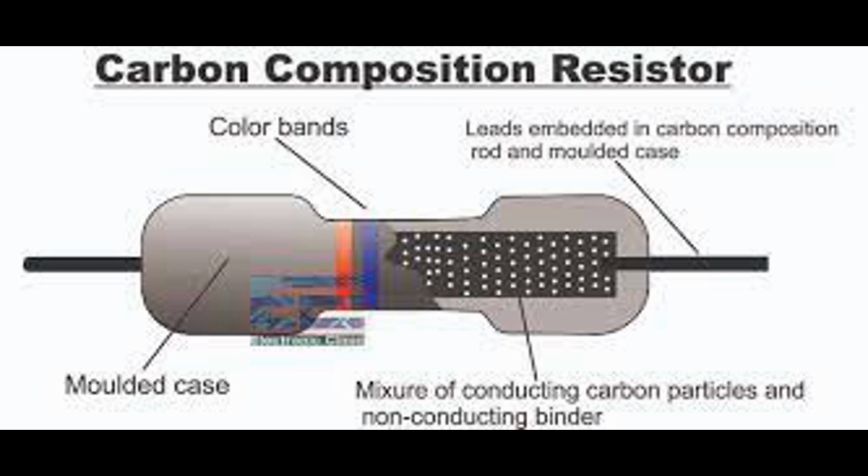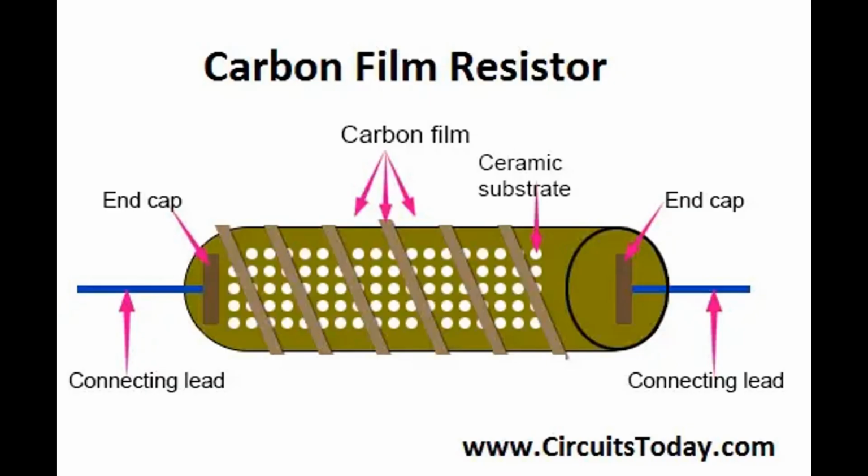Tapering. The carbon film may be tapered along its length. This tapering is intentional and helps achieve a relatively uniform resistance value along the entire length of the film. Without tapering, the resistance might vary significantly from one end to the other.